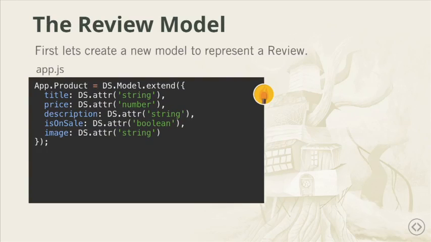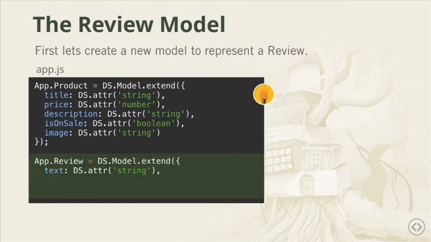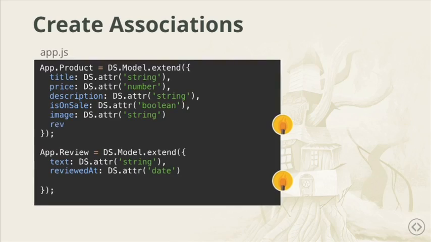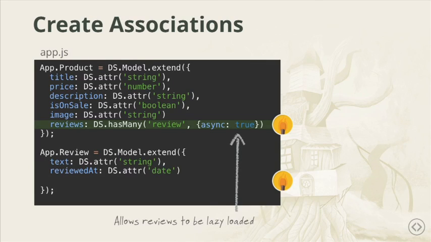Let's create another model that represents a review. Here you can see it has a text field, which is a string, and reviewedAt, which is a date. Our next step is to express the relationship between these two models. We simply have to write reviews: DS.hasMany('review'), and then we'll specify an option called async: true. This will allow for lazy loading.